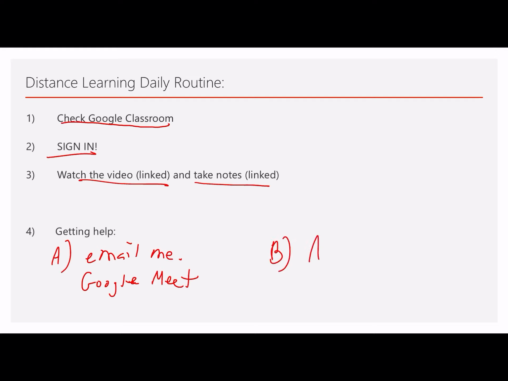Option B, after school, which is 2:10 to 3 o'clock. Okay, even if you're distance learning, you can still come after school. You would just need to check in with someone in the front, tell them that you're here to see me, and then you can come back to my room and we can go over what you need to go over. Okay, and that's it.